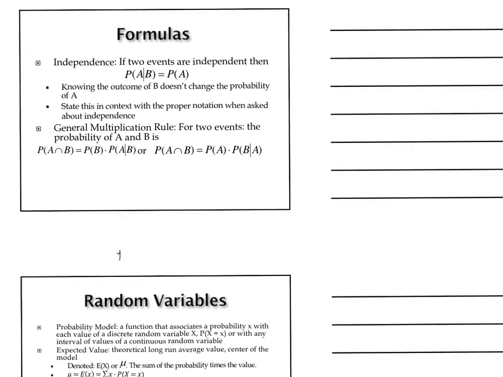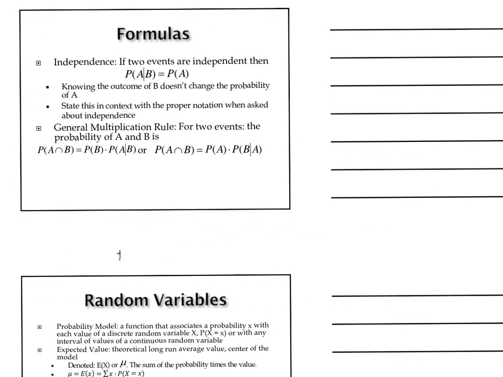And then we have the general multiplication rule for two events. The probability of A and B is the probability of B times the probability of A given B has happened, or the probability of A and B is the probability of A times the probability of B given A has happened. So let's look at an example thinking about a deck of cards again.